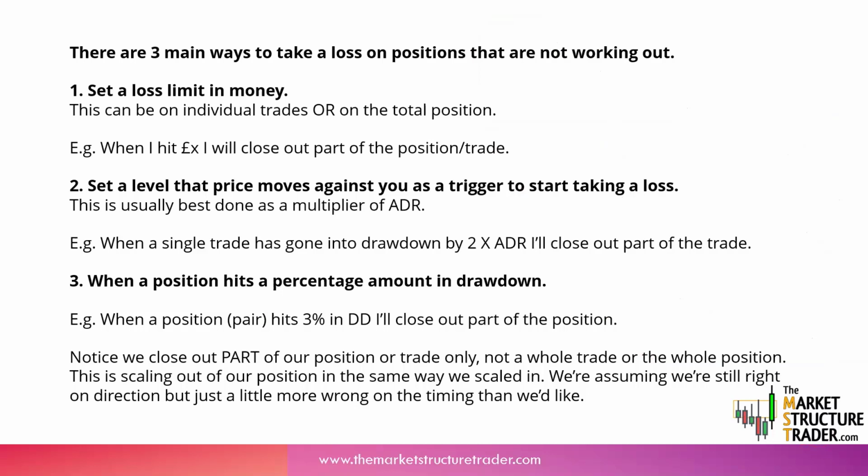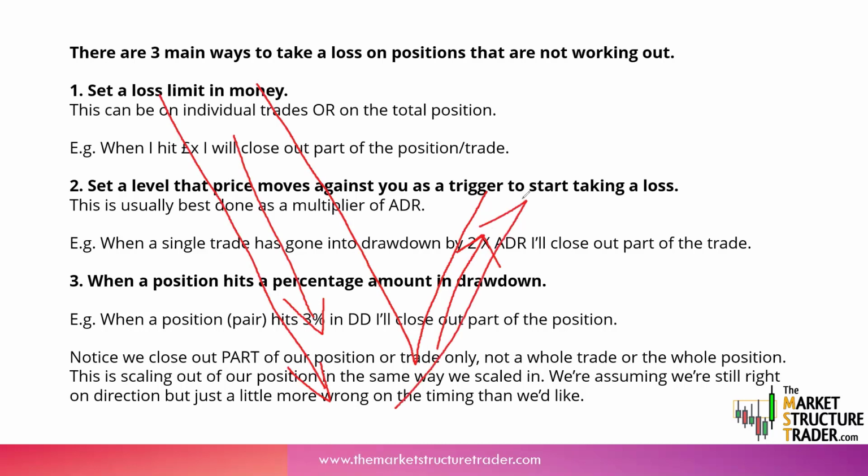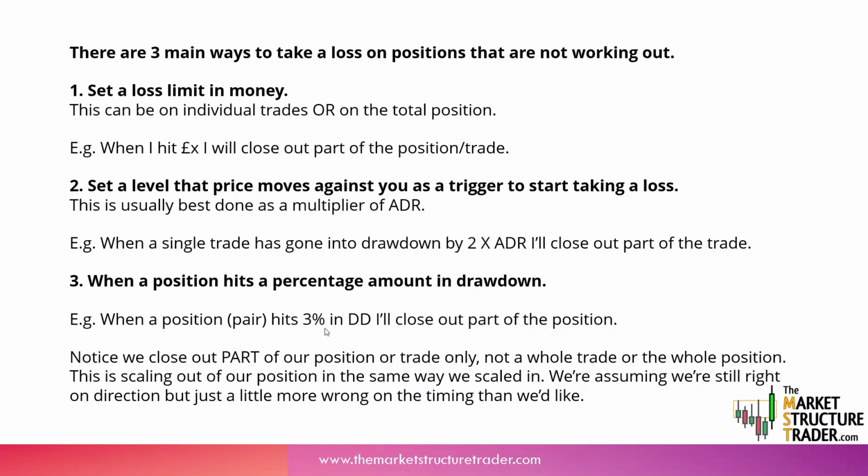But notice we close out part of our position or trade only, not the whole trade or the whole position. This is scaling out of our position in the same way as we scaled in. So we're assuming that we're still right on direction, but we're just a little more wrong on the timing than we'd like. Remember the sellers and the buyers. Everybody that sells needs to at some point become a buyer. Sometimes it just goes a lot further than we expect it to before that cycle starts. And if that starts to get uncomfortable, that is when we start to do our drawdown control. But if we're 3% in drawdown, why take a 3% loss?